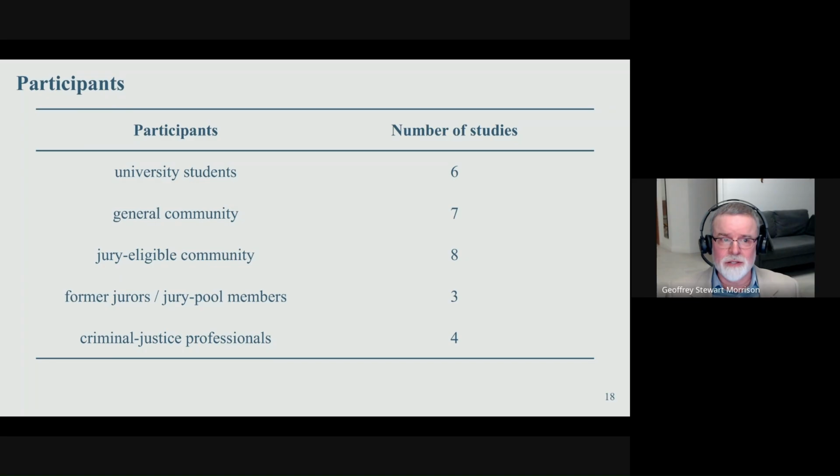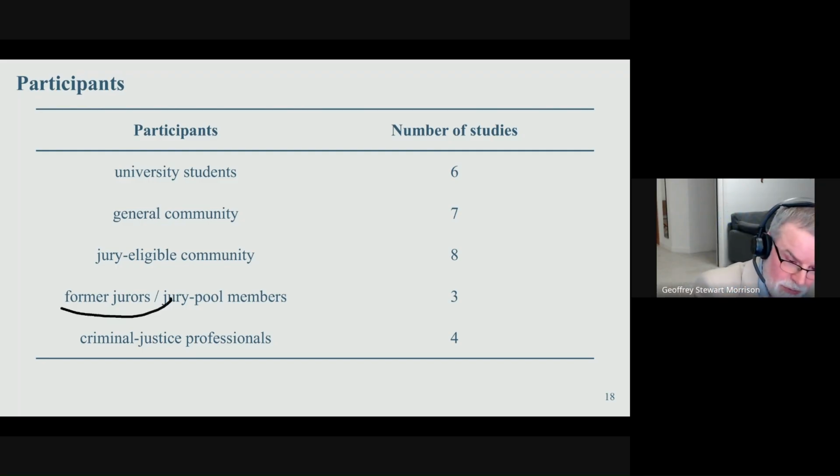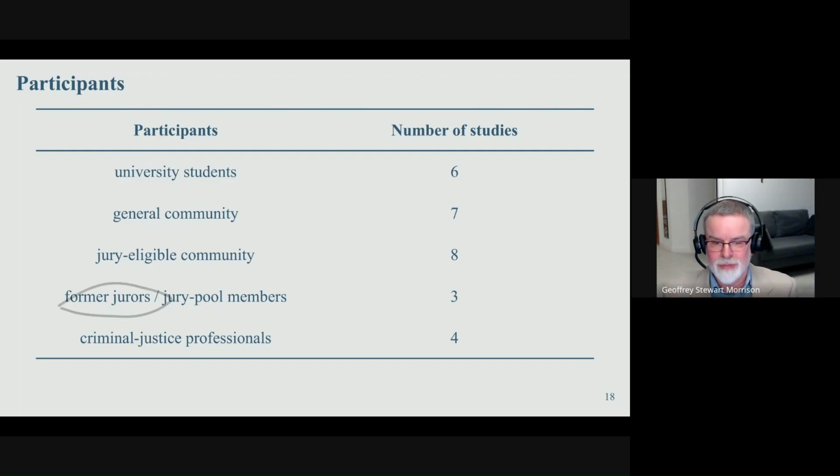Demographics for participants. We've got university students, general community, jury eligible community. I'm not sure if this really makes a big difference from even the jury pool members. There might be a difference from former juries. It was difficult to sort out between jury pool members and former jurors. So that could be a question: do former jurors behave differently from people who have not had any jury experience?